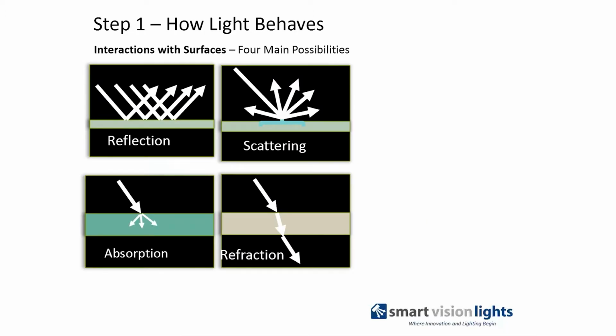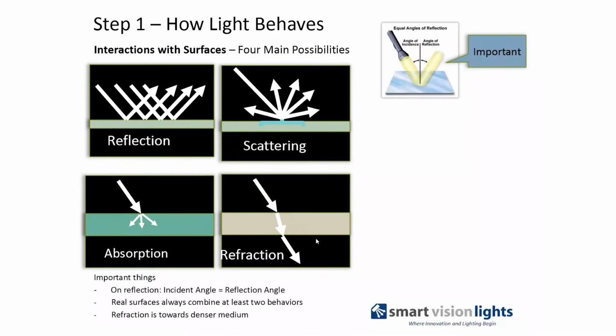So to begin with, light has interaction with surfaces in four basic ways. Either light comes to the surface and hits the surface and reflects off the surface. It hits the surface and is scattered off the surface. It may be absorbed by the surface when it hits and very little light is reflected or scattered off the surface. Or it may penetrate the surface and actually refract through the surface.